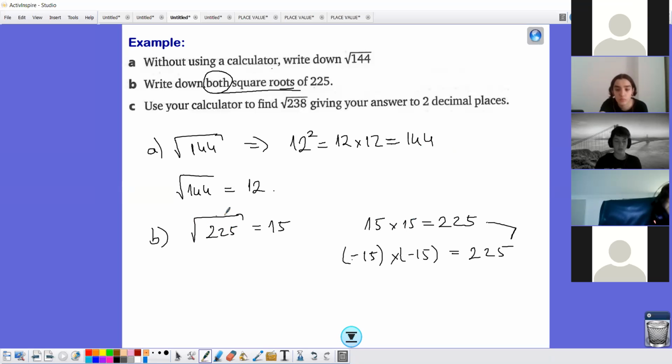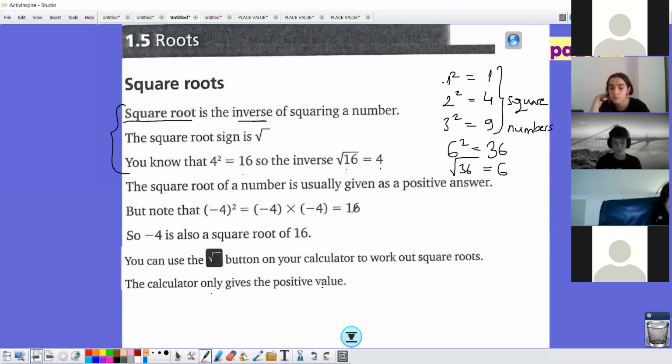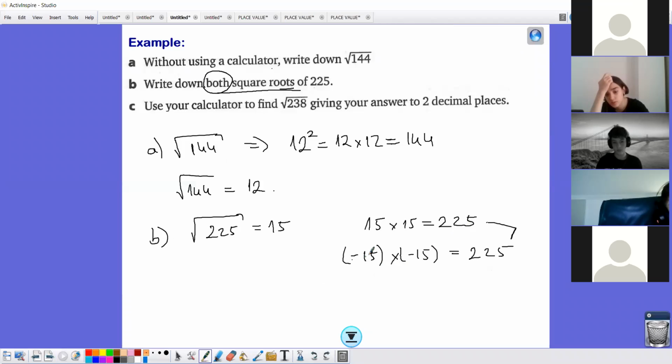We said that the square root of 225 is 15. And in the previous one, we said that usually the calculator gives us a positive answer. But you may also have negative ones as the square root. Why? Because minus 15 times minus 15 is also 225. Is there minus 15 times 15?